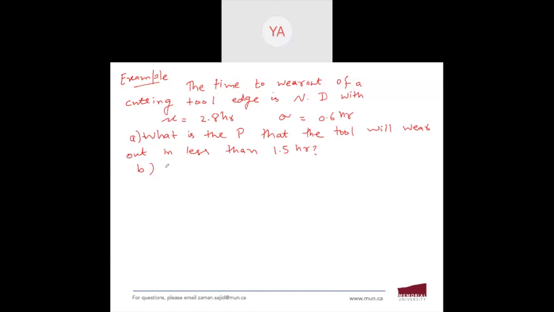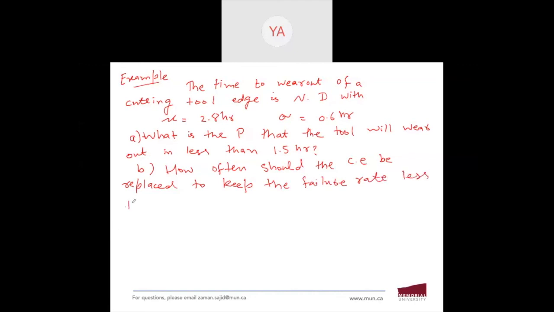The second objective is how often should the cutting edge be replaced to keep the failure rate less than 10% of the tools.